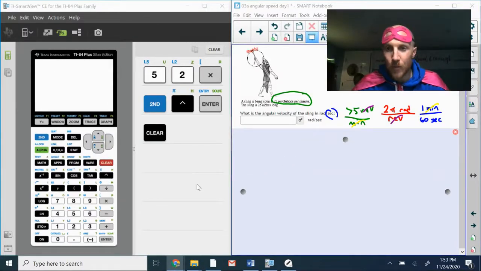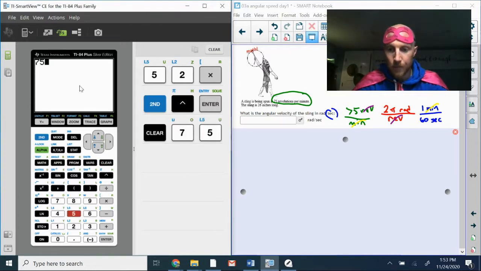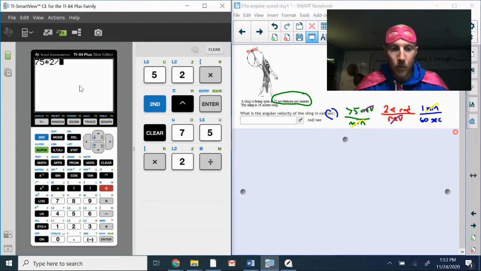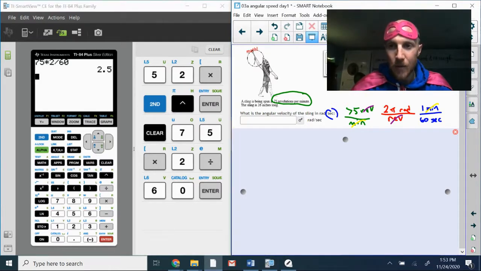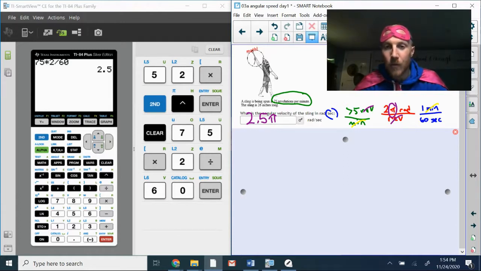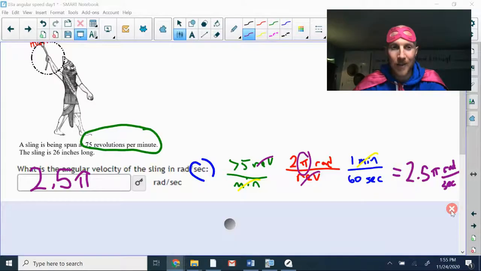So let's go ahead and drop this into the calculator. So I'm going to have 75 times 2. I'm going to leave pi as part of my answer. So I'm not going to put the pi into the calculator. We'll just have to write that down afterwards. And then I'm going to divide that by 60. So I'm going to get 2.5 on the calculator. And then pi is going to be part of this answer, because I did not multiply that pi into the calculation in the calculator. So 2.5 pi radians per second.